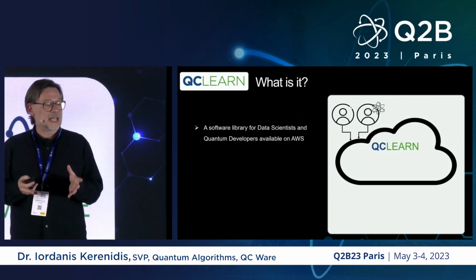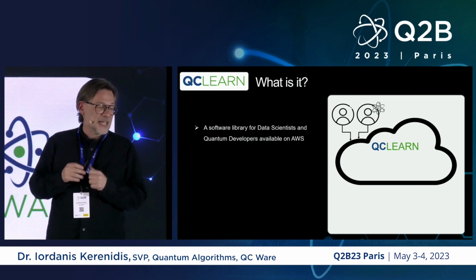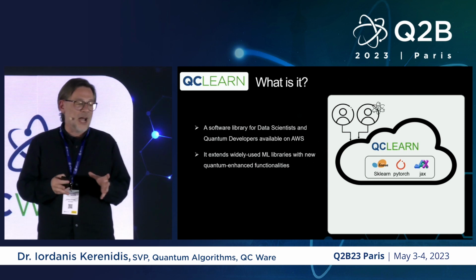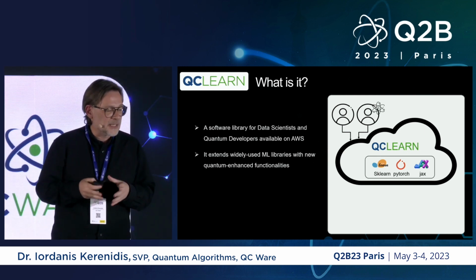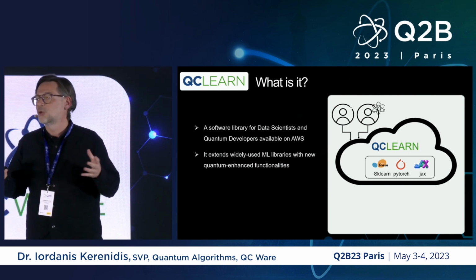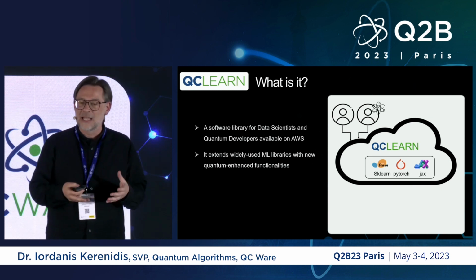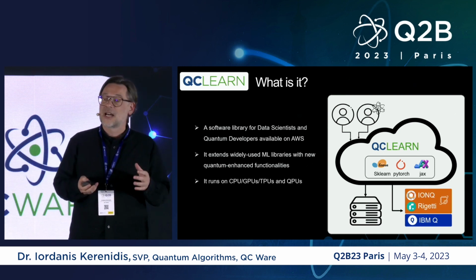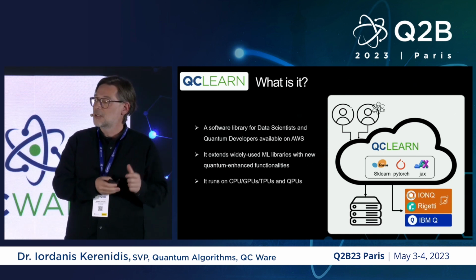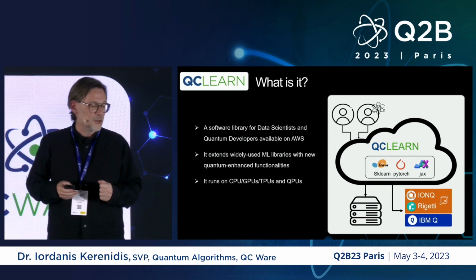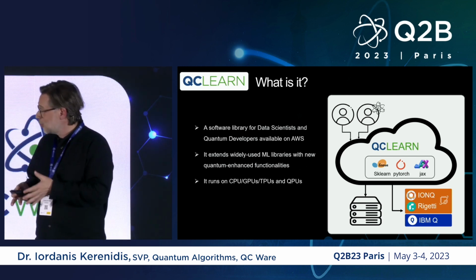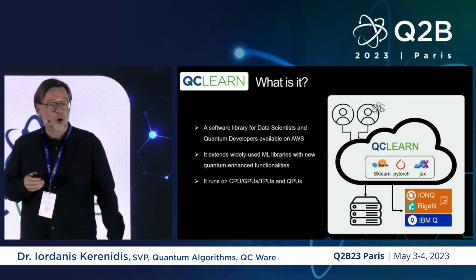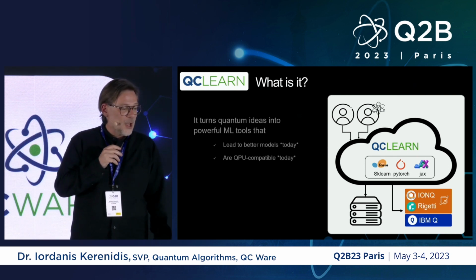It's both for data scientists and for quantum developers. It's available on AWS, right? And it extends widely used machine learning libraries that any data scientist knows how to use. Things like scikit-learn, PyTorch, or JAX for neural networks. And it runs both on classical hardware, on CPUs, GPUs, TPUs, and on QPUs, on quantum processing units, through, for example, Braket or IonQ.